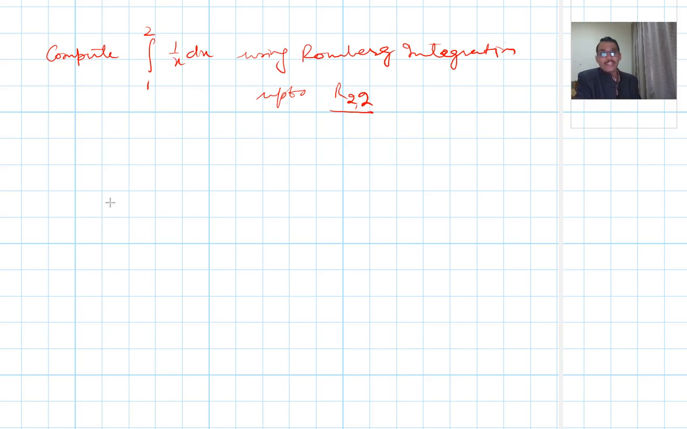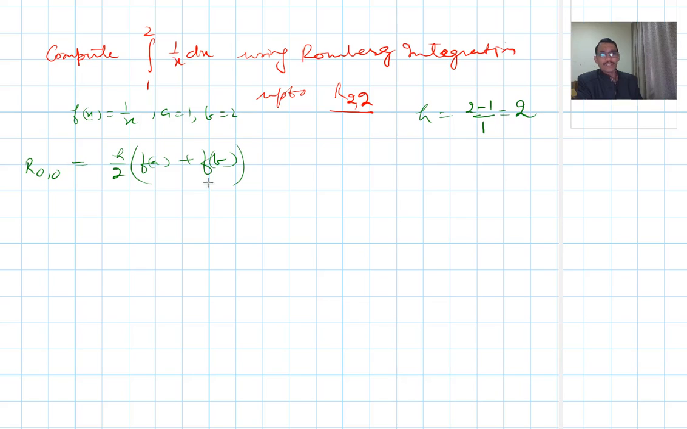Let us start with R00 now. R00 can be estimated as h by 2 times f of a plus f of b, where f of x is equal to 1 by x, and a is equal to 1, b is equal to 2. Let us take h equal to (2 minus 1) by 1, so it is 1. So h by 2 means it is 2 upon 2.